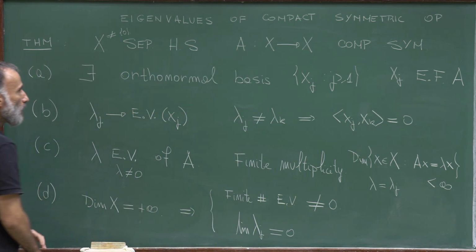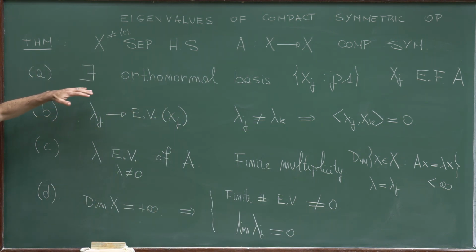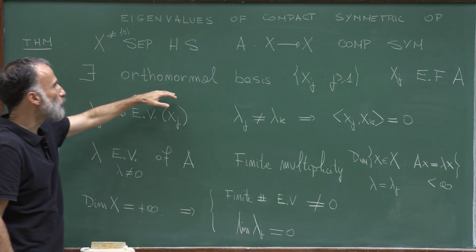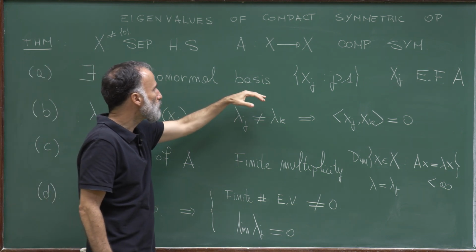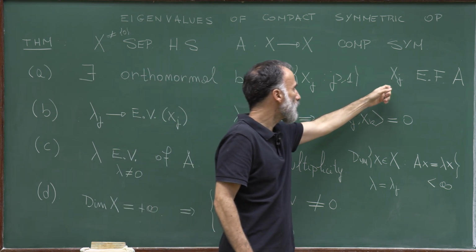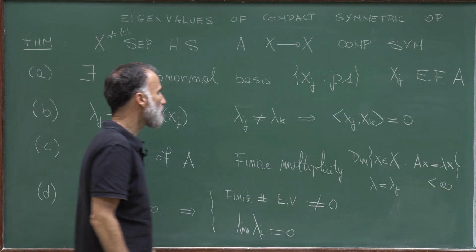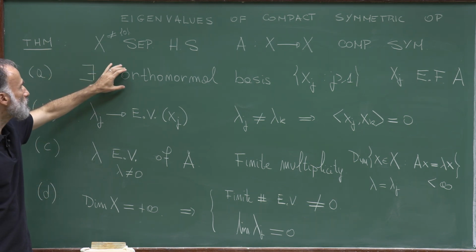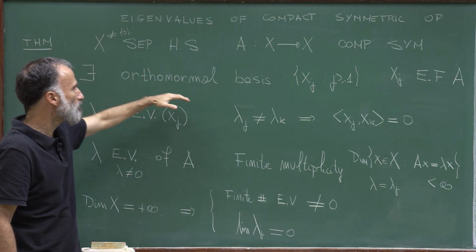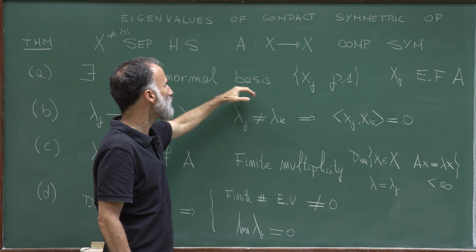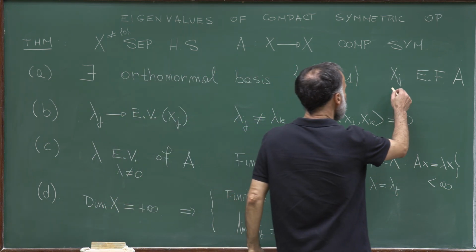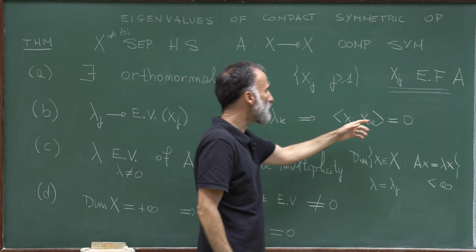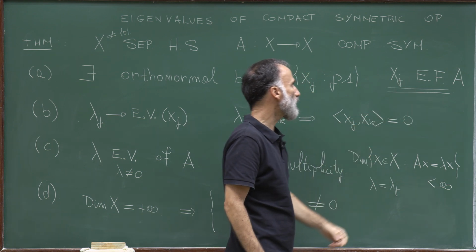Let me just state it again. I'll prove that you can find in this Hilbert space an orthonormal basis. That we can always do. But we can find a special one, which is made of eigenfunctions of A. Remember that with the Gram-Schmidt procedure, in a separable Hilbert space, you can always find a countable orthonormal basis of the space. But what's special about this case in which we have a compact symmetric operator is that we can find a basis made of eigenfunctions of A.